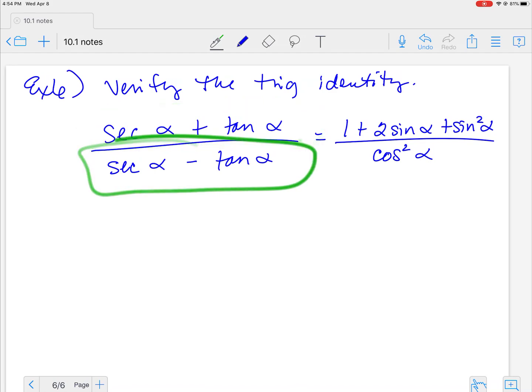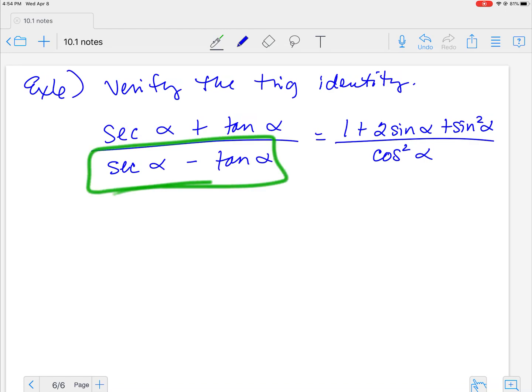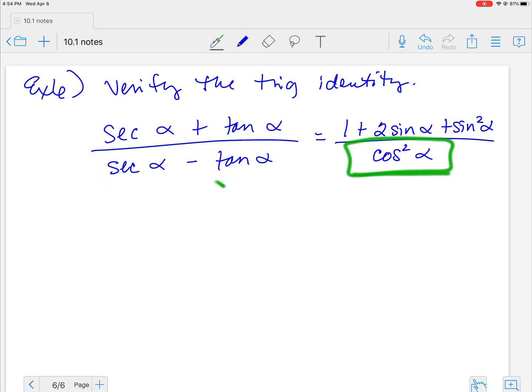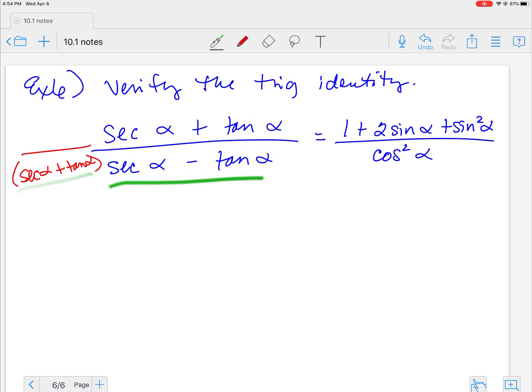Now let me tell you some things I'm thinking about. So it's always good to sit back and assess. Number one, I know secant and tangents are buddies because of my Pythagorean identity. So that's the first thing I'm thinking about. How can I work with this to get some type of Pythagorean identity? Typically, you want to try to get rid of this denominator and make it a single term. Well, that makes sense because I've got a single term here.